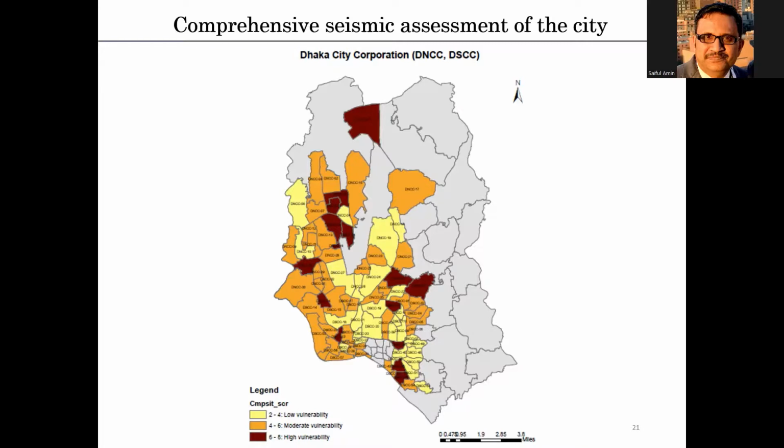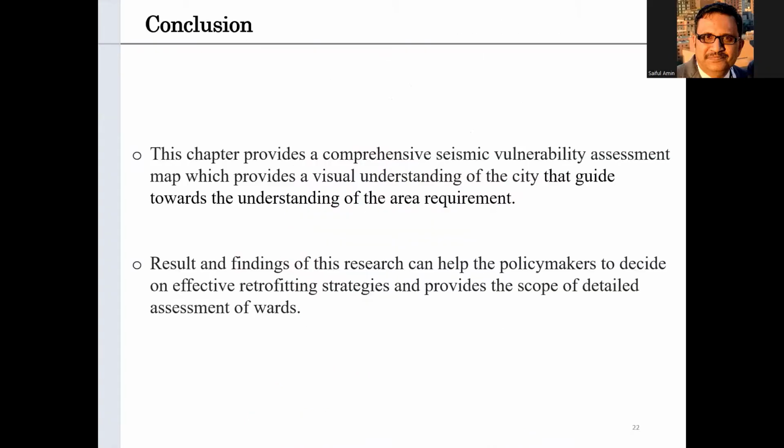So in conclusion, I would like to say that this chapter provides a very comprehensive seismic vulnerability assessment map, which provides a visual understanding of the city that guides towards understanding of the areas' requirements. And the findings of this research can help policymakers decide on effective retrofitting strategies and provide the scope of detailed assessment of wards.